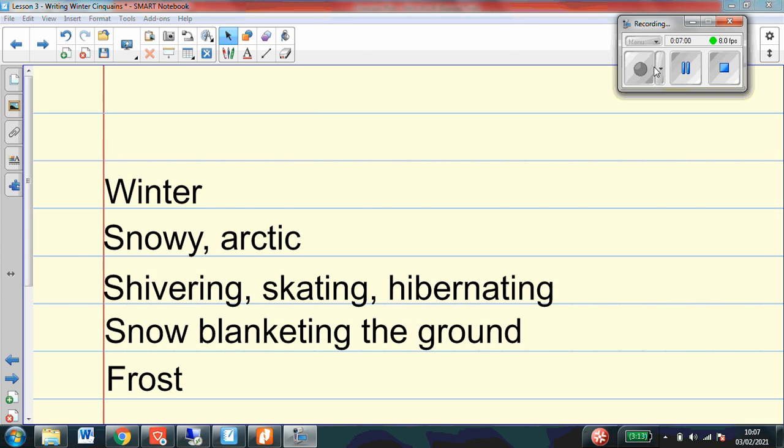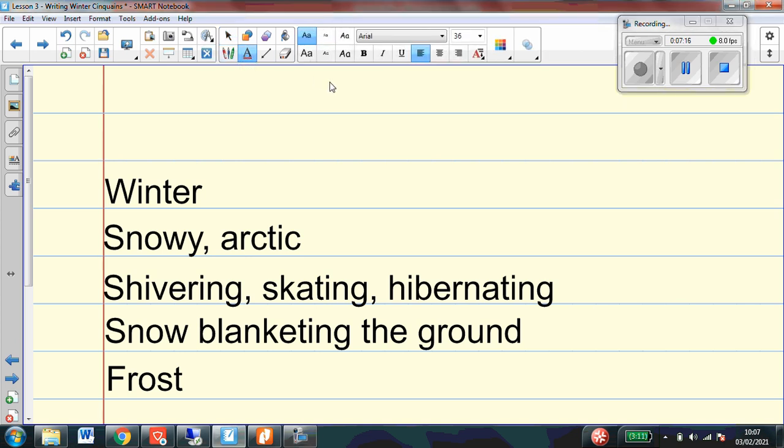Okay, so I've gathered all of my ideas together, as you can see here. Now I get to create my Cinquains poem, and this is where we're going to get to be a little bit artistic and put our poem together. So first of all, at the top, I'm going to write my title, which of course for this poem is going to be Winter. I'm going to make sure that I underline it nice and neatly with my ruler and pencil, and that's going to go in the middle.